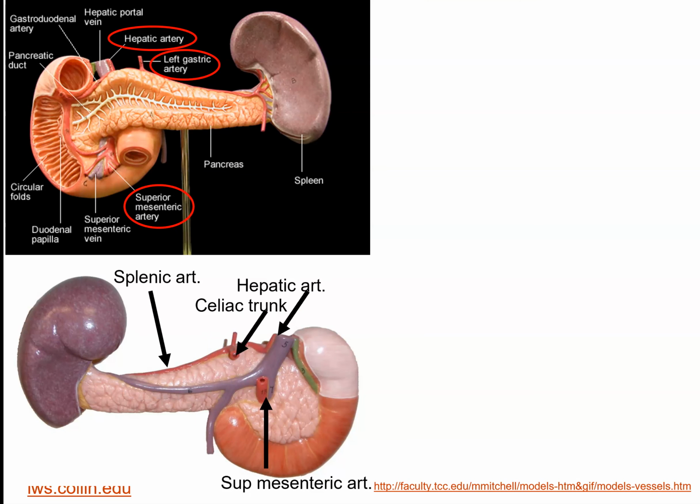Here's another model. This model has a much better detailed view of the celiac trunk and its branches. So let me introduce you to this. This is your spleen, not a kidney. So this is the spleen. This is the other side of this model. This is an anterior view, and this is a posterior view.